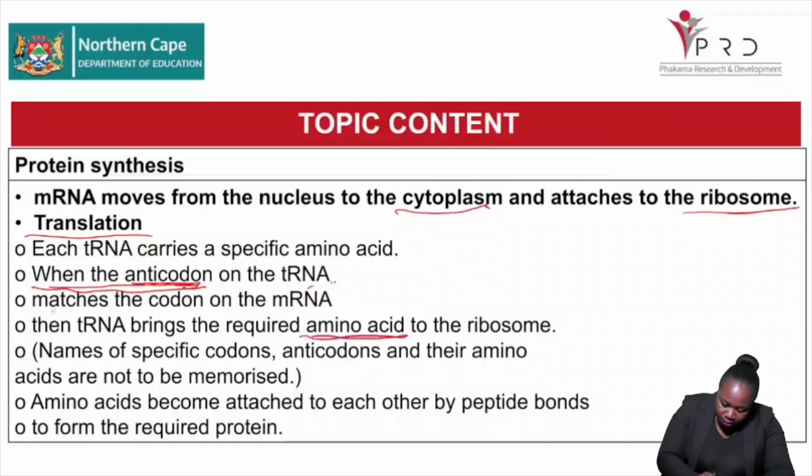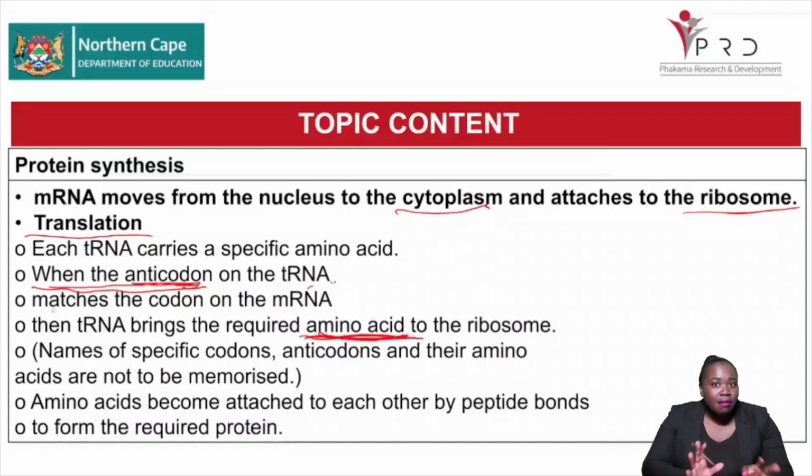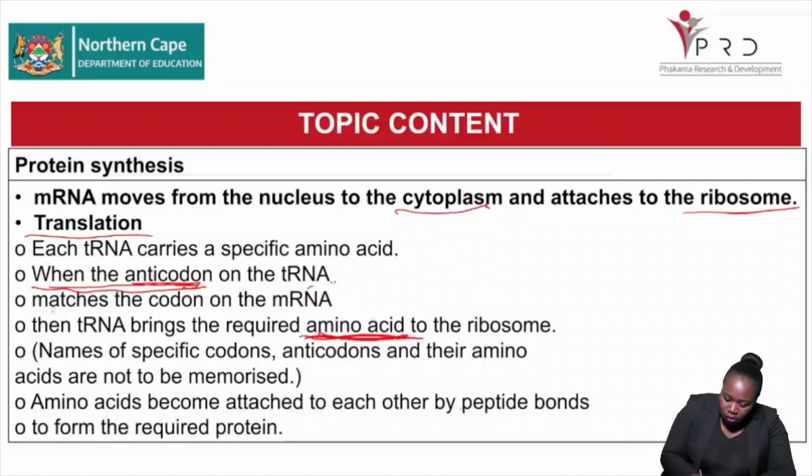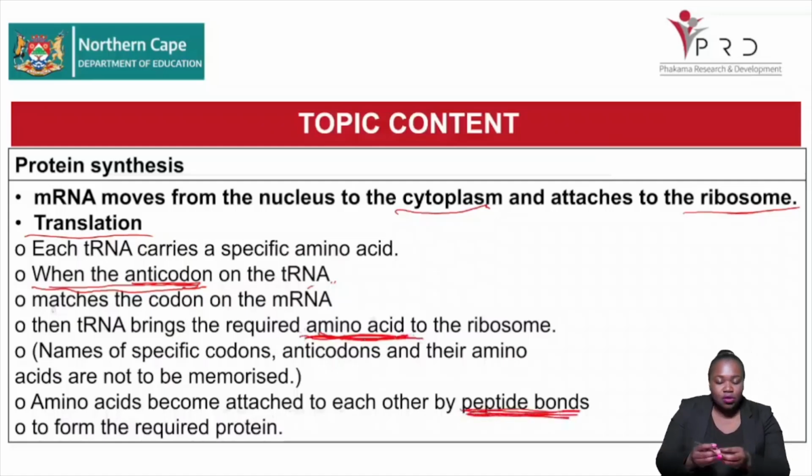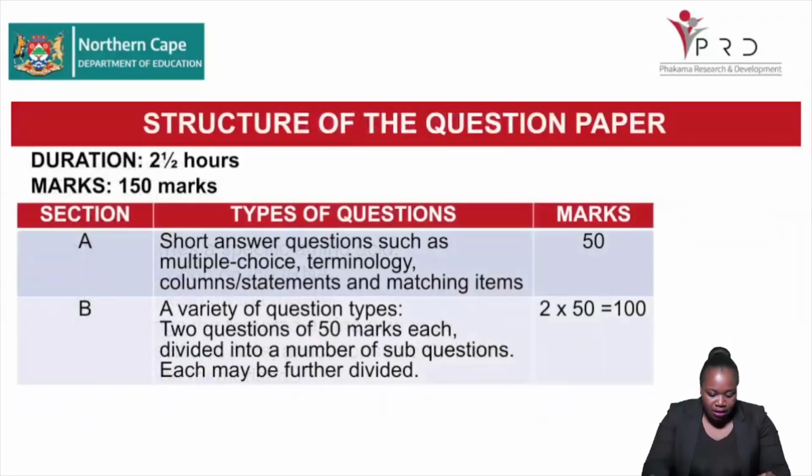The amino acids, remember, are the building blocks of the protein. You don't have to know the names of the codons or the amino acids that they code for. Remember, you'll be given that table whereby you are going to compare the amino acids and the codons or anticodons that you need to work with. And then the amino acids will become attached to each other by peptide bonds. The bonds that bring the amino acids together are the peptide bonds, and that will form the required protein.